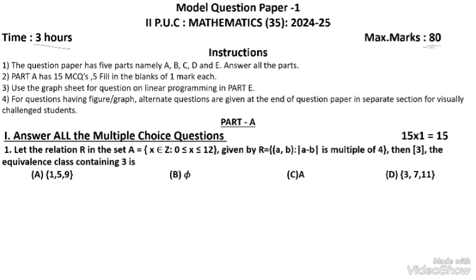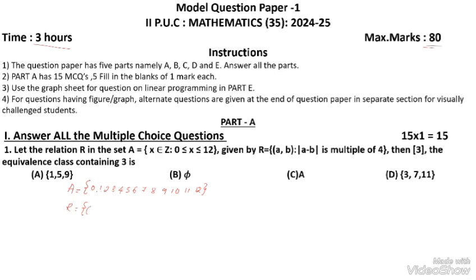Here, first we have to consider the set A. I can write the elements of set A: A equals 0, 1, 2, 3, 4, 5, 6, 7, 8, 9, 10, 11, and 12. We can define a relation: whatever elements a, b are taken, the modulus of a minus b must be a multiple of 4.